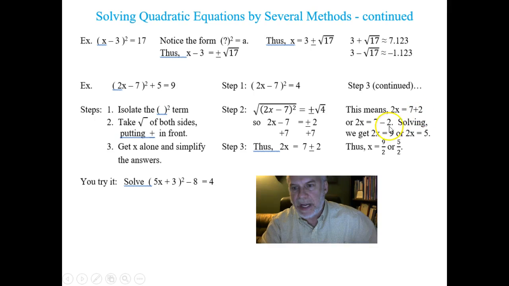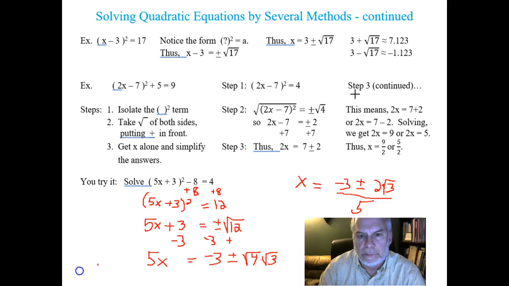7 plus 2 is 9, so I've got 2x equals 9. And 7 minus 2 is 5, so I've got 2x equals 5. If I divide both sides by 2, I get 9 over 2 and 5 over 2. Those are my two answers to this problem. So after I take the square root of both sides, I solve each equation that I get. Now you try this one. I'll pause the video and try this one, and I'll show you the answer in a minute.